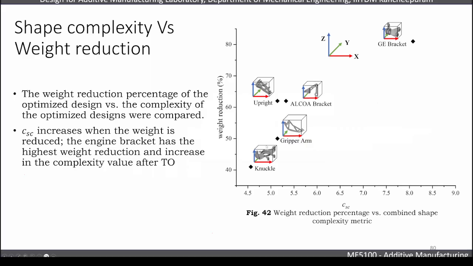You can see this is the weight reduction versus the shape complexity. You can see the GE engine bracket can have the highest weight reduction possible, and it is also the highest complexity, right? So that means you can compare the cost versus complexity of this and understand the dynamics of different parts, and then be able to basically make a decision whether to go for weight reduction. That could pay rich dividends in terms of use phase, life cycle impact, and things like that.